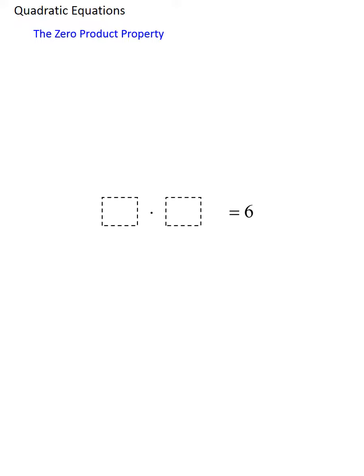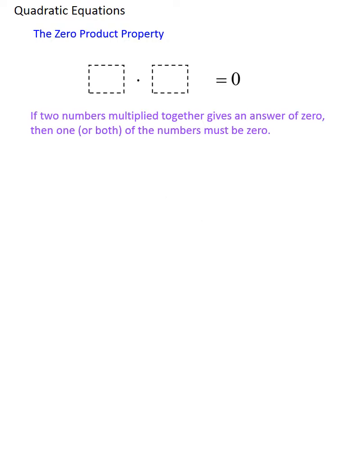Let me give you a different example. If I told you that a number times another number were equal to, say, 6, would you be able to conclude that one of the numbers were 6? Well, maybe one of the numbers is 6. But maybe one of the numbers isn't 6. Fractions and decimals would work here as well. So the idea, again, 0 is unique in that if a number times a number is 0, obviously one of them has to be 0.